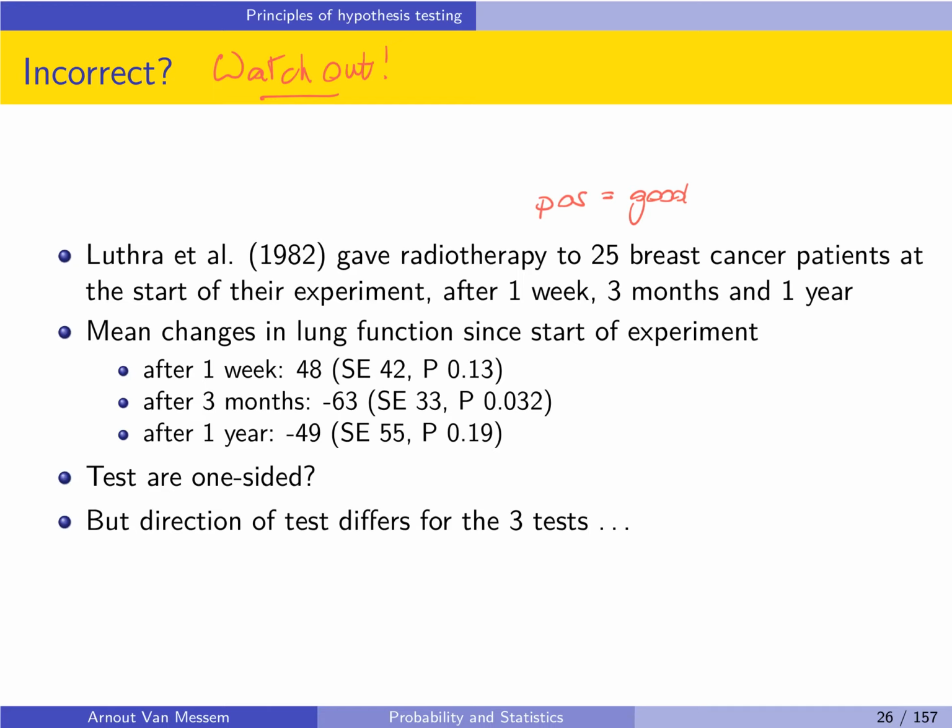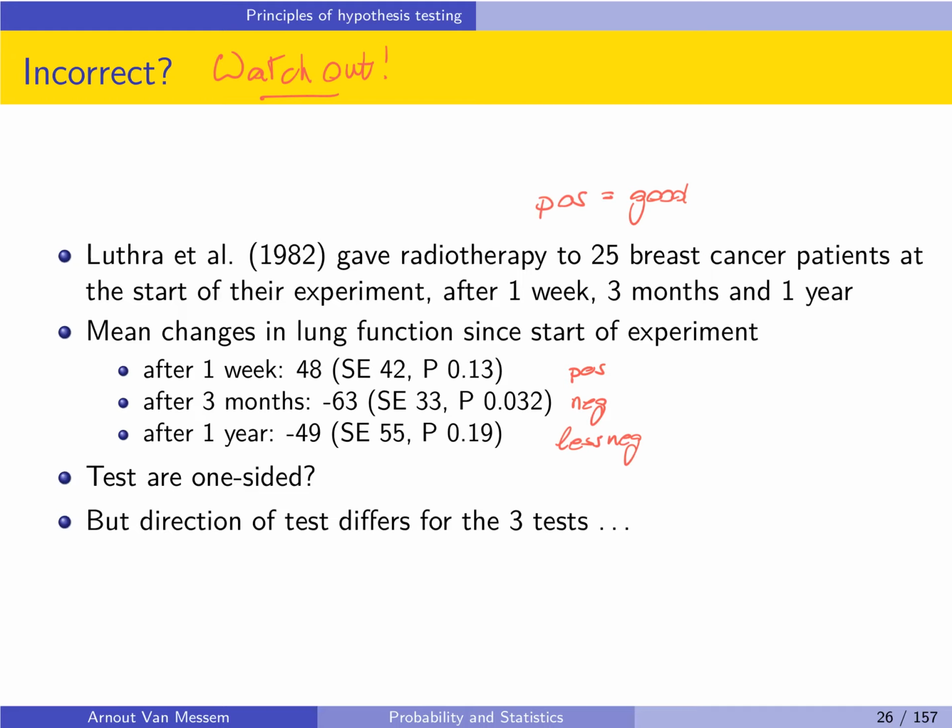So after 1 week, they found a mean change of 48, which means basically that the lung function increased, it became better, with a p-value of 0.13. After 3 months, they found an effect of minus 63, so a negative effect, and after 1 year of minus 49. So minus 49 is already less negative than after 3 months.